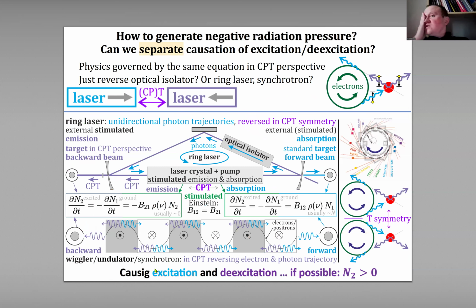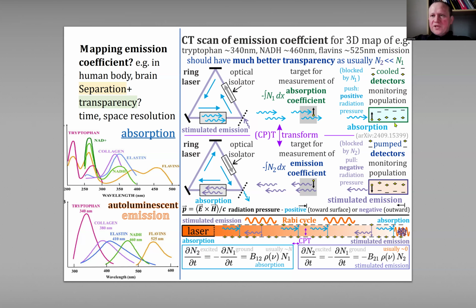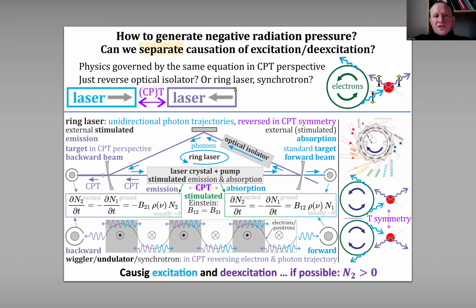Okay, but the question is how to make it. One question is how to build this backward camera, focused on the stimulated emission from the target. The second, how to build this source of negative radiation pressure, also a CPT analog of the standard source of photons. There are many theoretical possibilities. The simplest might be just a reversed optical isolator, but I think it's too simple.